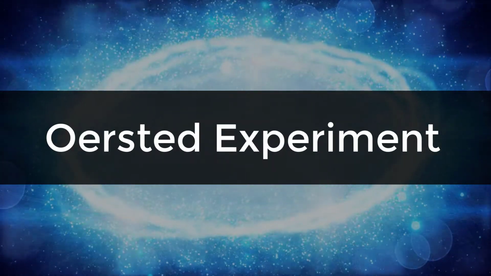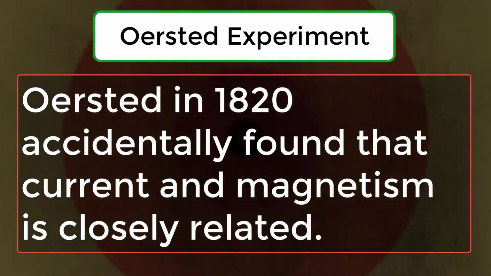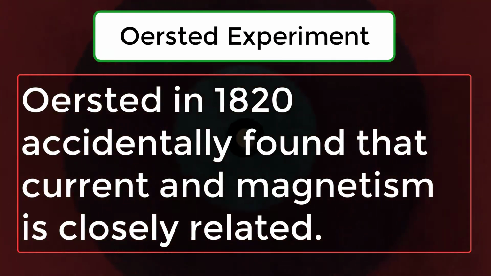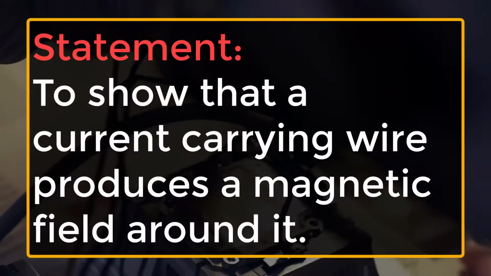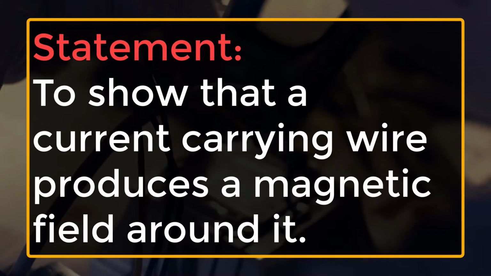Oersted experiment. Oersted in 1820 accidentally found that current and magnetism are closely related. Statement: to show that a current carrying wire produces a magnetic field around it.